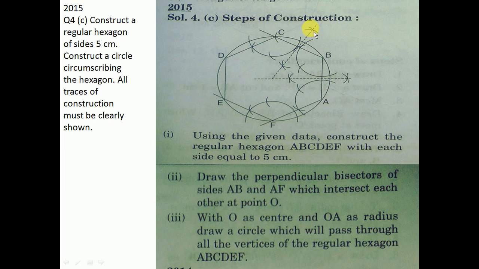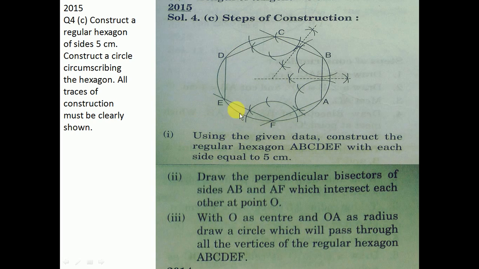You know that this is a locus of points equidistant from B and C. Similarly, bisect one more side like AB. When you bisect line AB, you get one more line, a locus of points equidistant from B and A, where both of them come and touch. This is O. This is a point O, which is equidistant from C, B, A. Not only C, B, A.